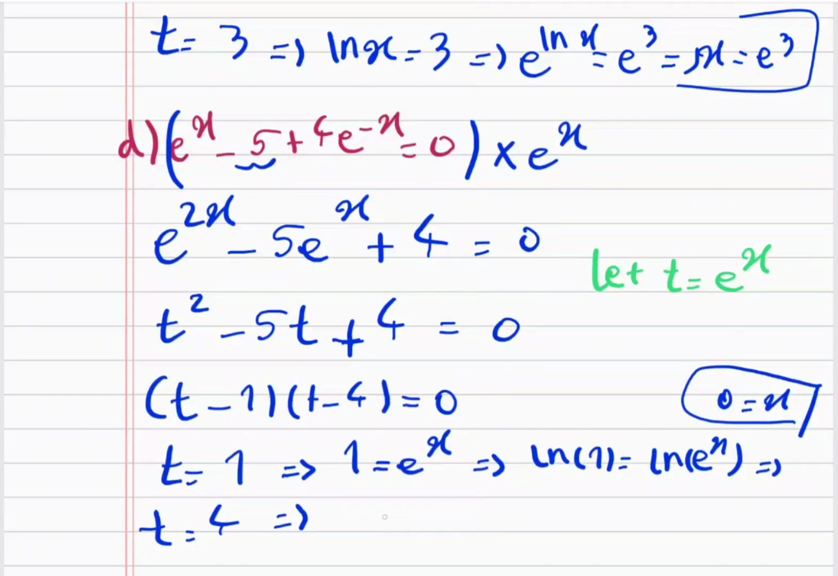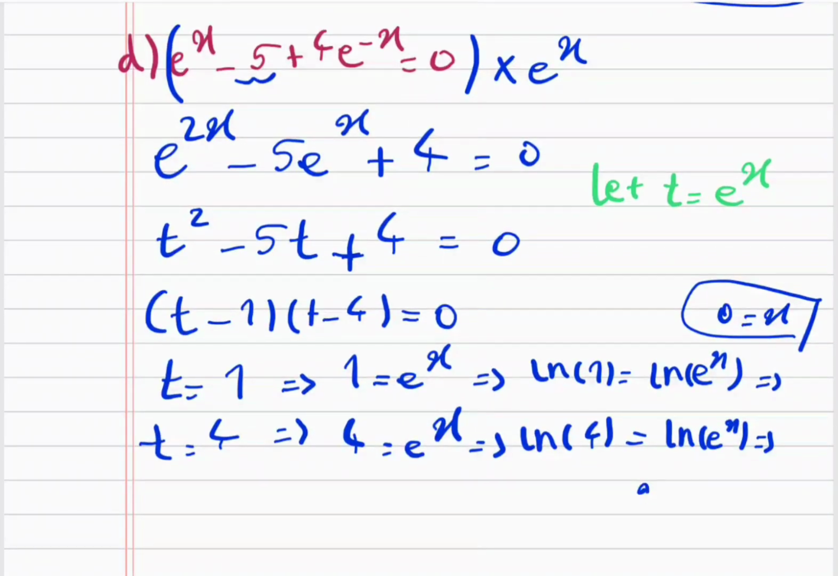And the second solution, similarly, we have 4 is equal to e to the x, which means that we have ln 4 is equal to ln e to the x, but ln and e cancel, so we get x is equal to ln 4, and that's the second solution.